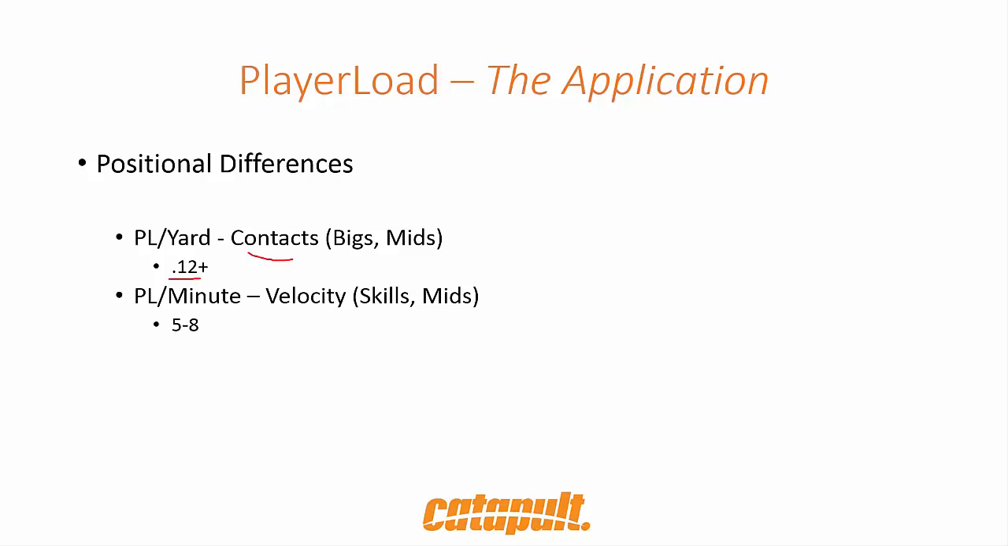For my skilled guys, looking from a velocity standpoint, what metric would I use? It would be the player load per minute. So not looking at contact, although this is an important variable to consider, not looking at it as heavily as player load per minute, just because this is going to give me a better indication of high intensity running and velocity and what that looks like in terms of intensity for my skill guys.